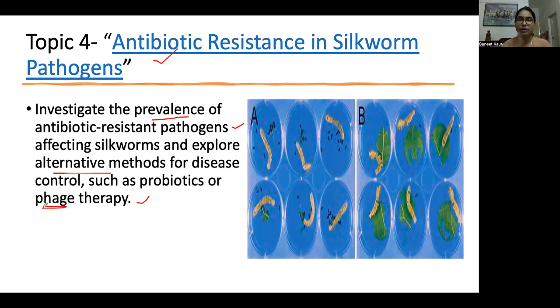See, antibiotic is already killing those bacterial pathogens which are affecting the silkworm, but some of them get past it and are not affected by it. So we will employ some control strategies other than antibiotics. That will be probiotics or phage therapy, through which we will see how these antibiotic resistant pathogens could be fought. Okay, so this is our fourth topic, that is antibiotic resistance in silkworm pathogens.